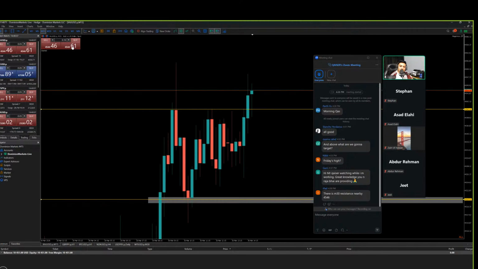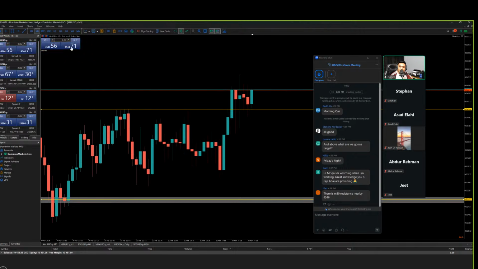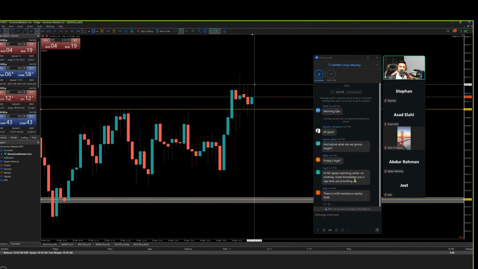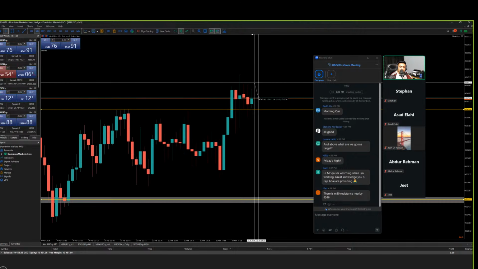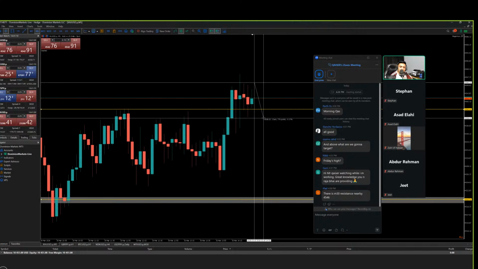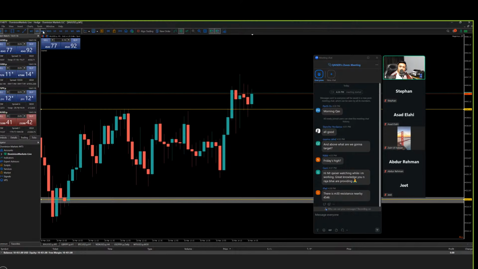Okay, again pushing upside. If it could break above the high, I can execute somewhere here. I wanted to execute here, if it could break above this high. Come on, it's testing my patience. It's not showing volume.